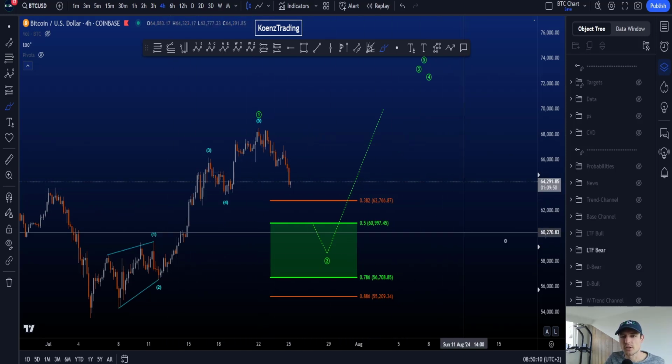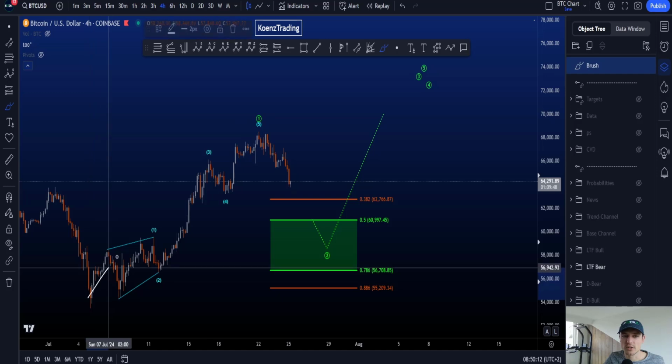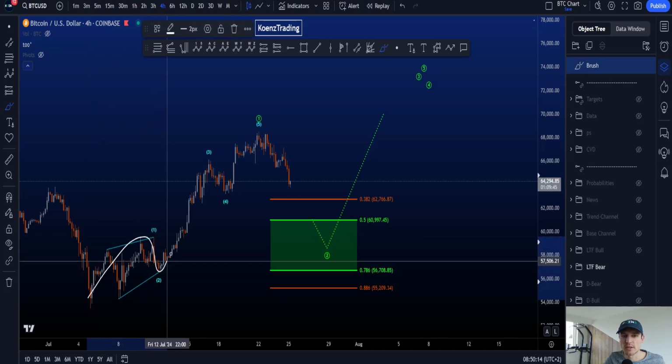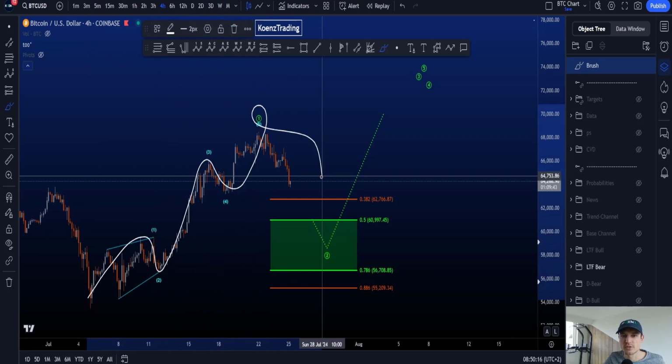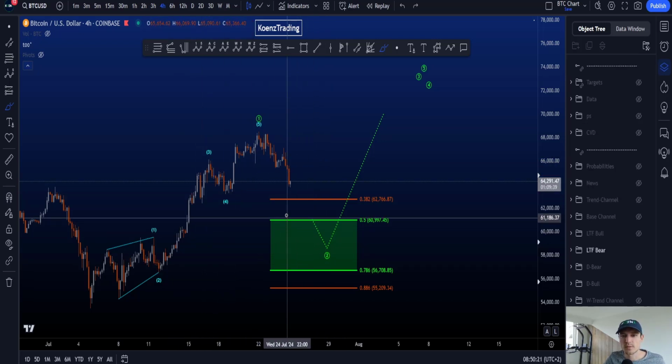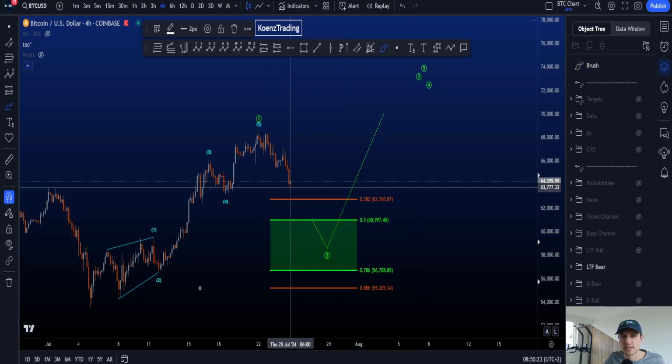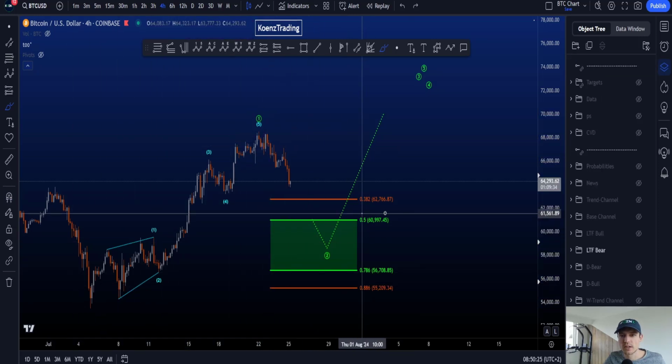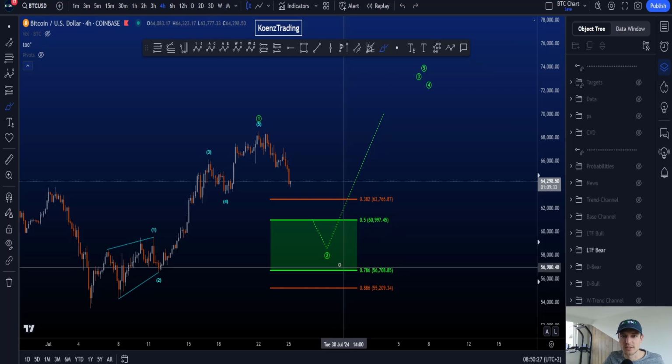If we then zoom in to the 4-hour time frame and take a look at this impulse here, then the first scenario I'd like to show you is a finished impulsive structure, so a leading diagonal in 1, and then a 2, 3, 4, 5 finished. Look for a bigger correction to the downside. Now the common target for your wave 2 is the 0.5 to the 0.786, taken again from the low to the high, 61k to 56.7k.